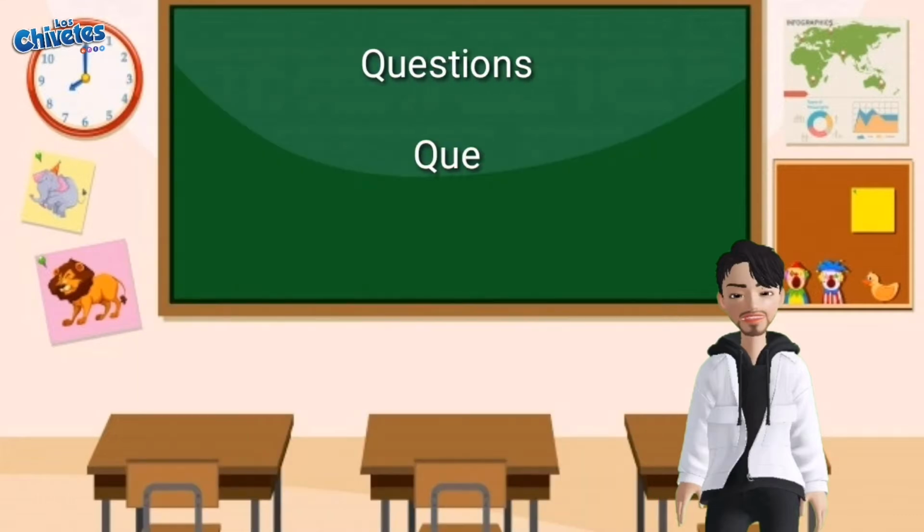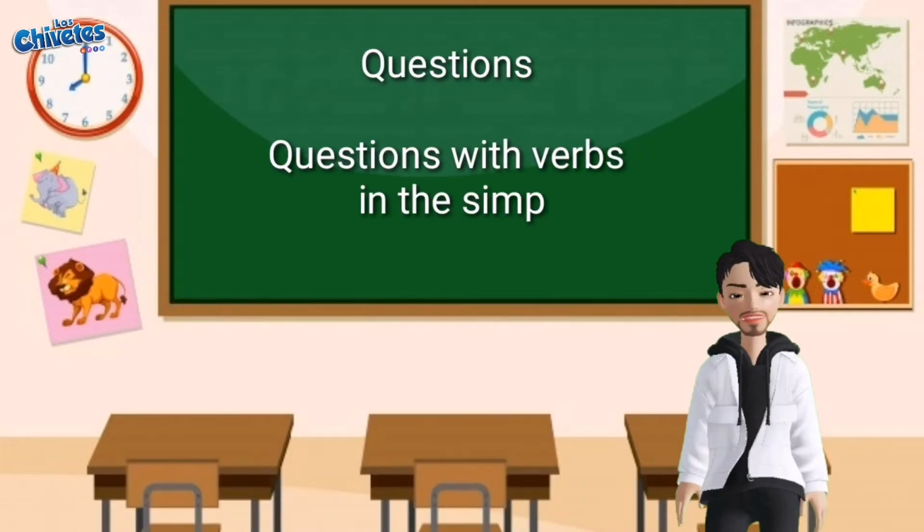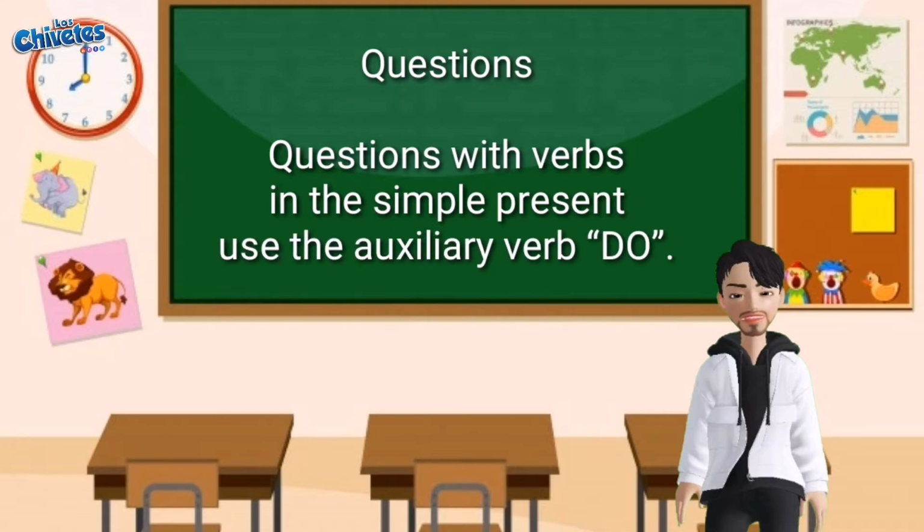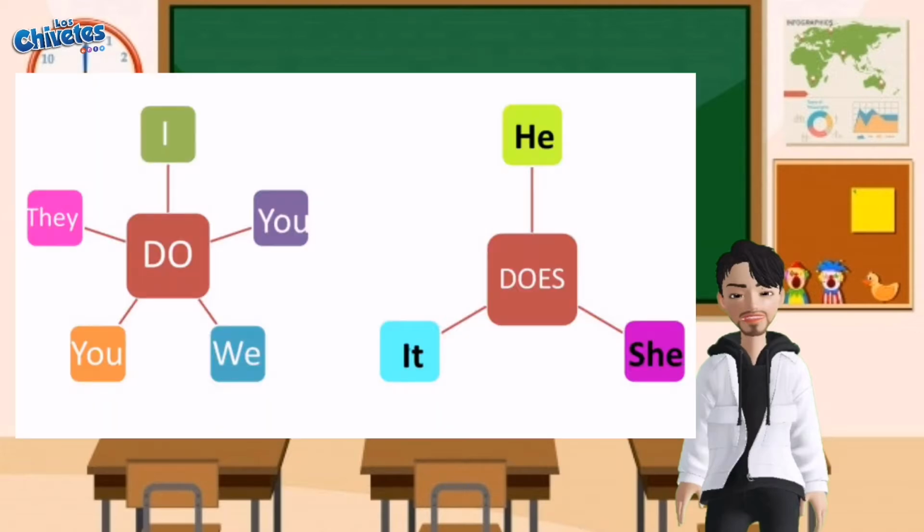We say, yes, you speak Arabic. But if we want to make that affirmative sentence a question: does he speak Arabic? Why does? Because remember that we have the pronouns he, she, and it, which are the third person, and we add the es at the beginning to make the affirmative sentence a question.